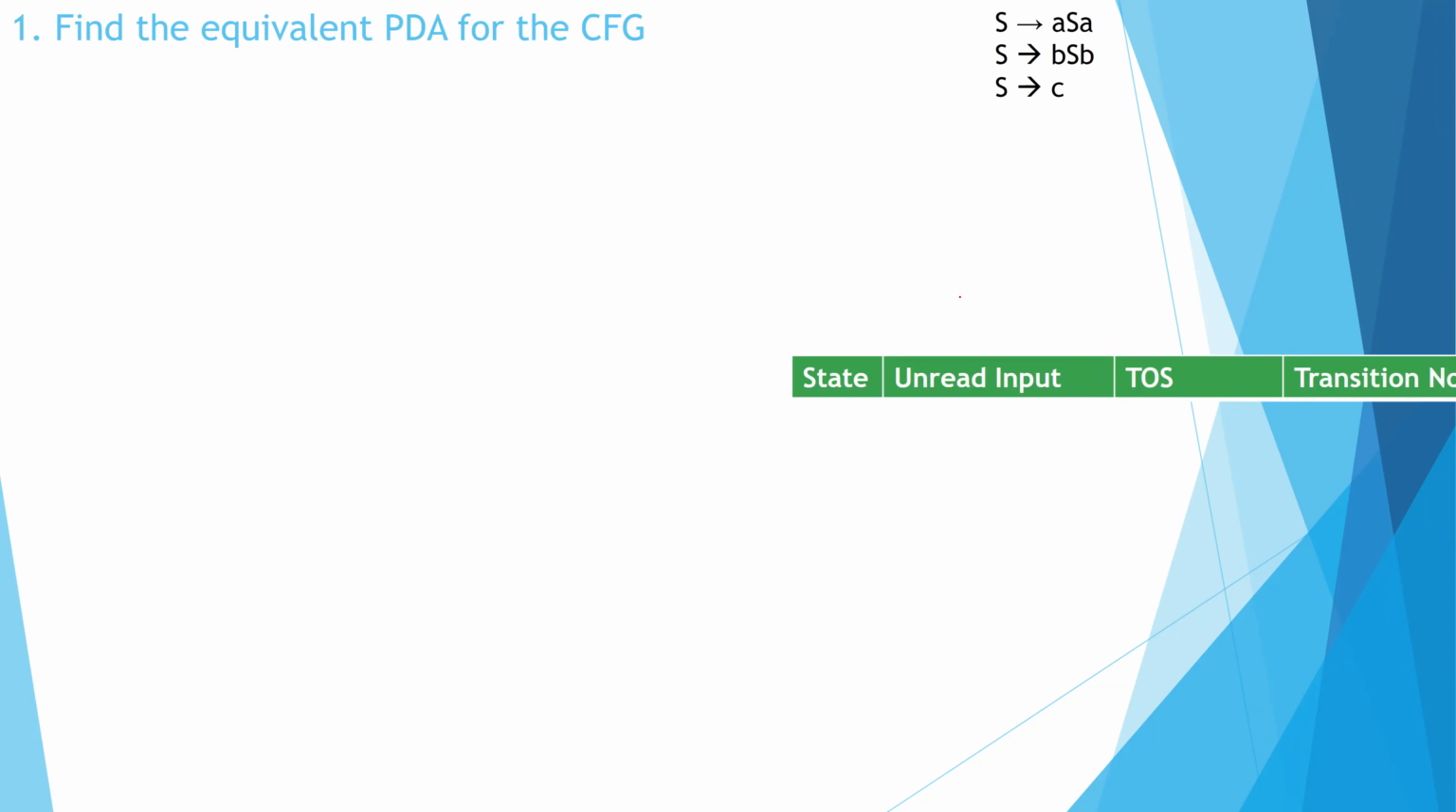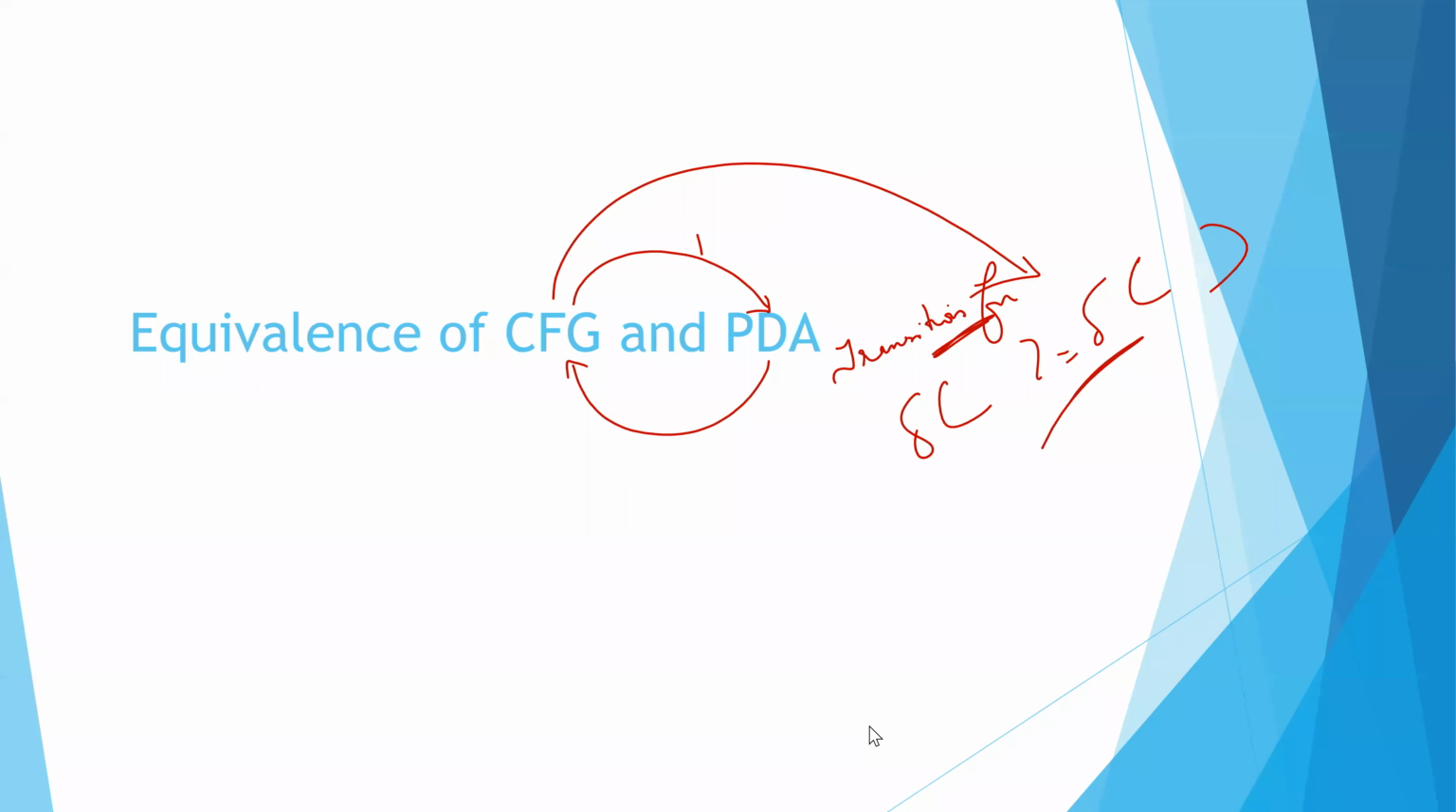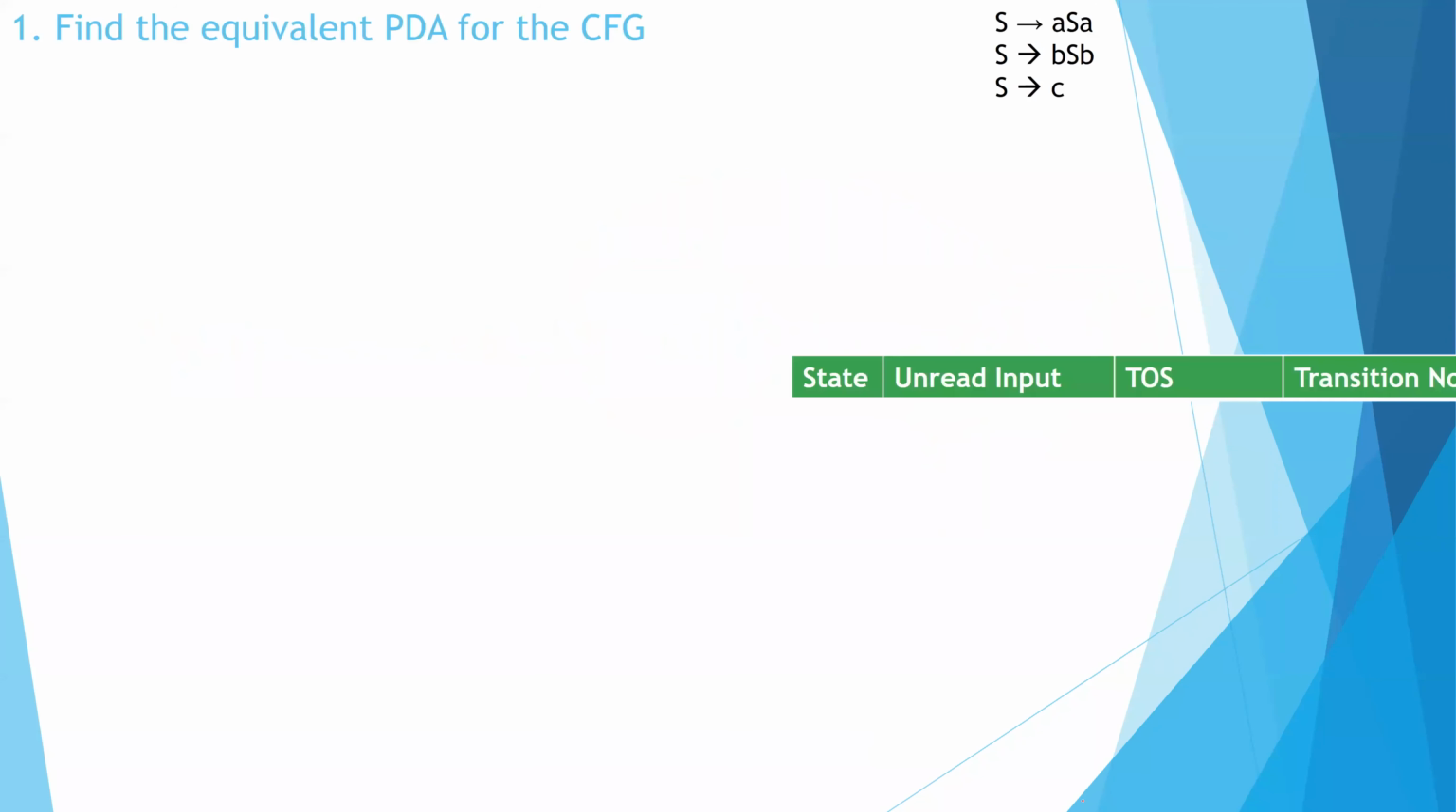So please take down this question. You have a given grammar. S derives ASA, S derives BSB, and S derives C. Now this is a context-free grammar. You will need to convert it to an equivalent push-down automata.